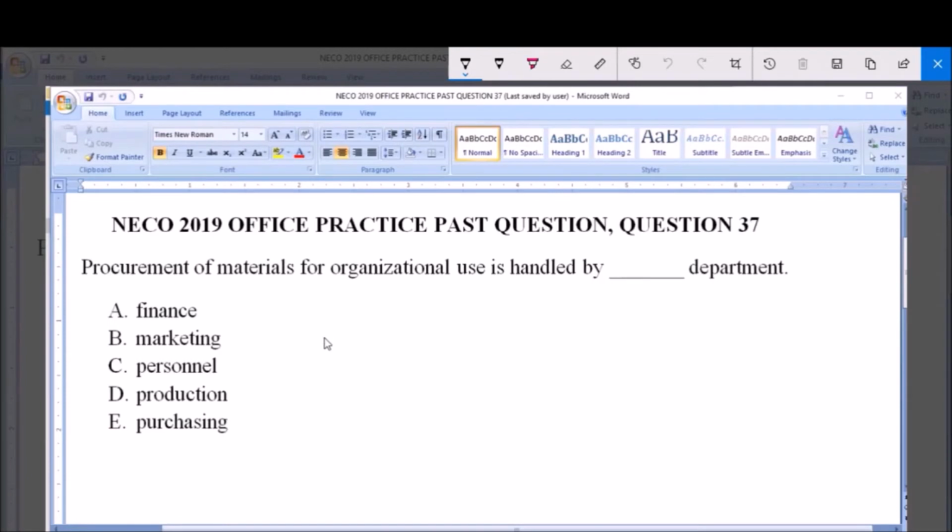Now A says finance department. Finance department is concerned with all financial transactions. So finance department is concerned with every financial transaction in the organization.